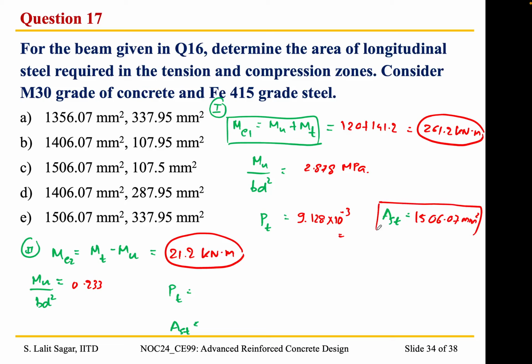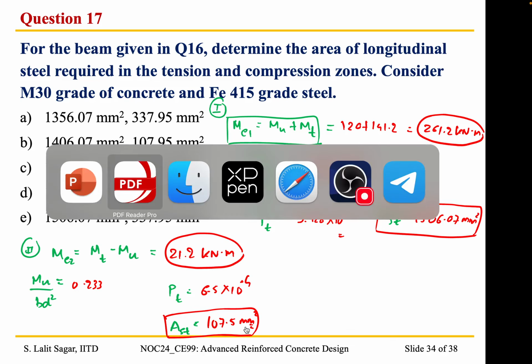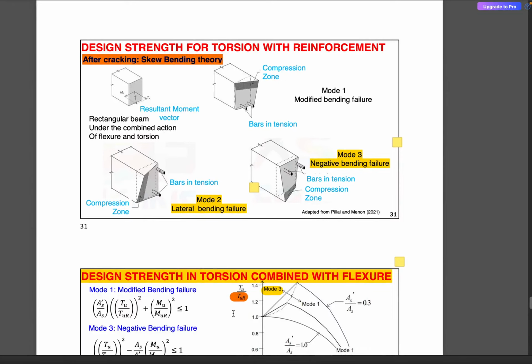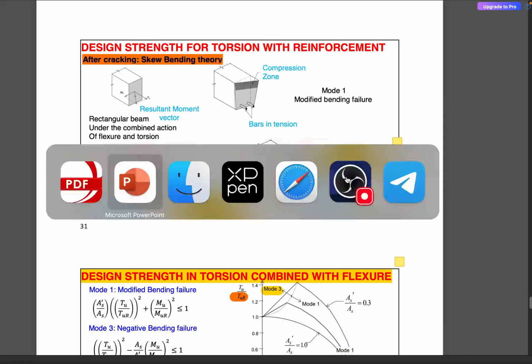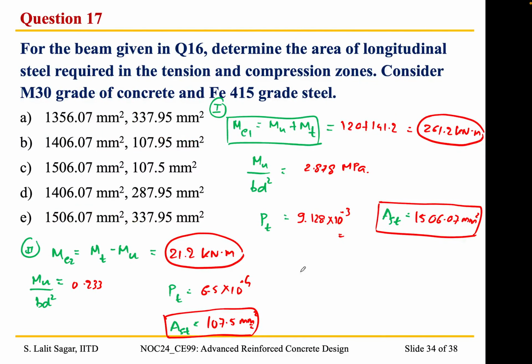And then when we consider this ME2 value, corresponding to Mu by bd square of 0.233, I got a value of PT as 6.5 into 10 to the power minus 4, and the corresponding AST was 107.5 mm square. But the thing is, since it is undergoing this bending as per the skew bending theory, it is mentioned that the top bars can be subjected to tension. Whenever the longitudinal bars have the tendency to undergo tensile stresses, we need to design them for a minimum AST.